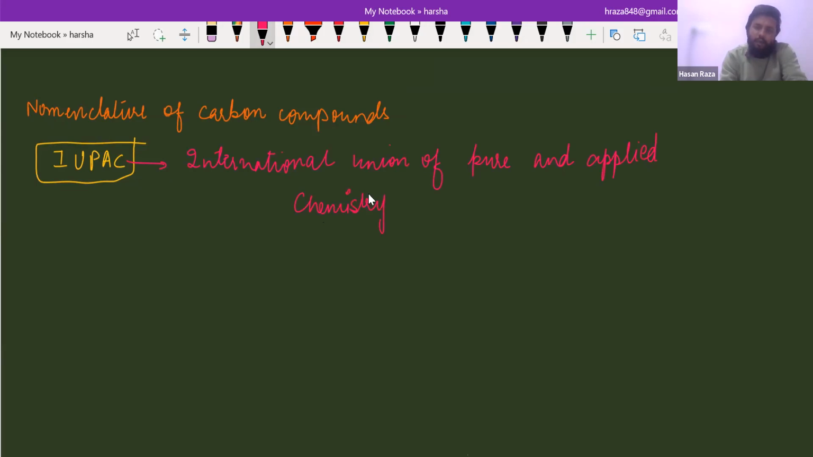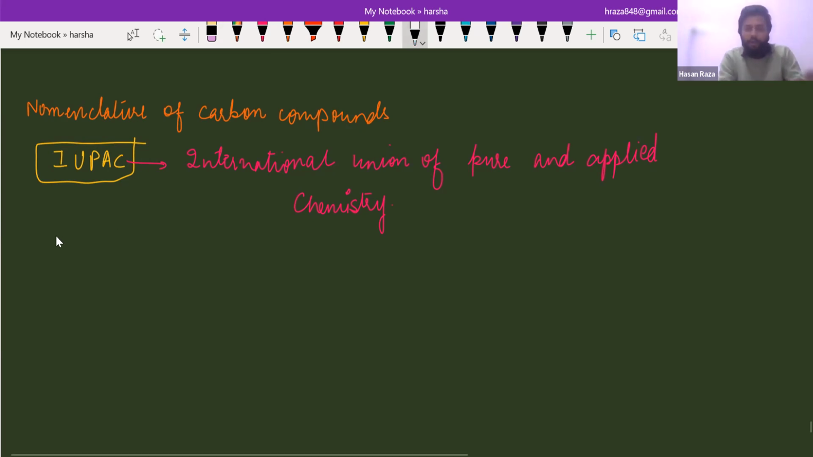So basically, how do we write the nomenclature of carbon compounds? There are rules that we need to follow for writing the IUPAC name, or the nomenclature of organic compounds. The rules are very simple and easy. If you go through the rules and practice a lot of questions on IUPAC, it will be very easy. This is the basic concept of organic chemistry that you are going to study in class 11.